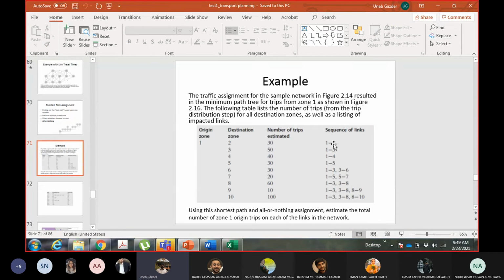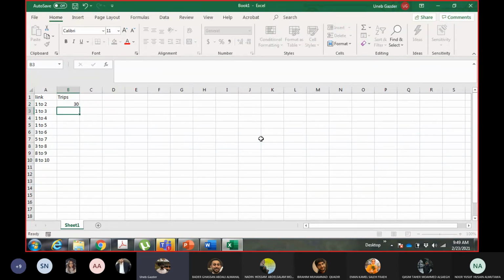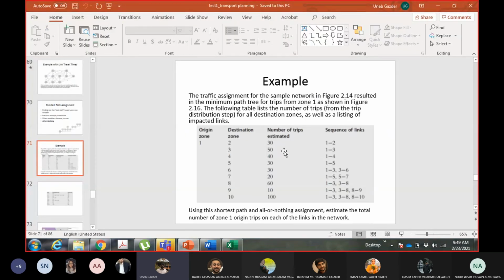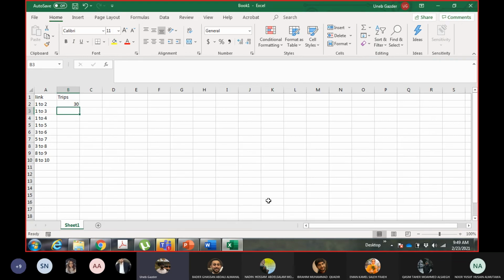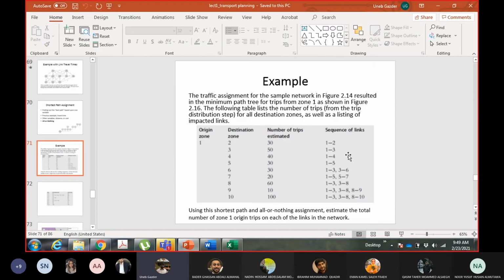So 1 to 2, 30 trips. Do I have any other link with this combination 1 to 2? No. So only 30 trips on 1 to 2. 1 to 3, 50 here, then 30 here, so 80. Then 1 to 3 here again, so 80 plus 60, sorry, 140. Then 1 to 3 here again, so 10 more, 150. Then 100 more, 250. So 250.